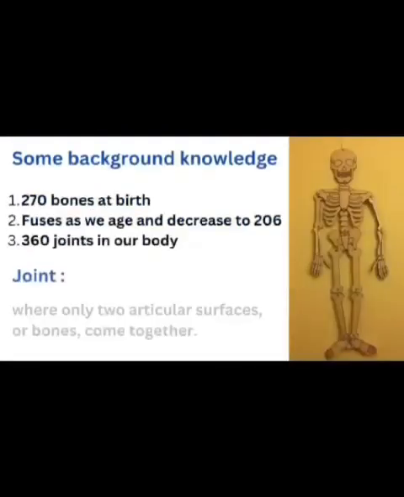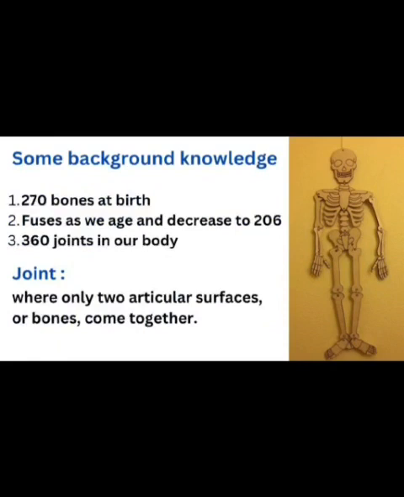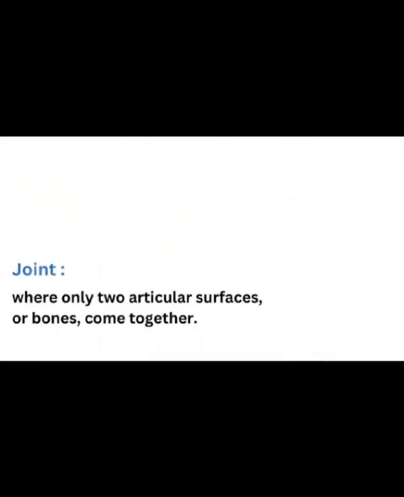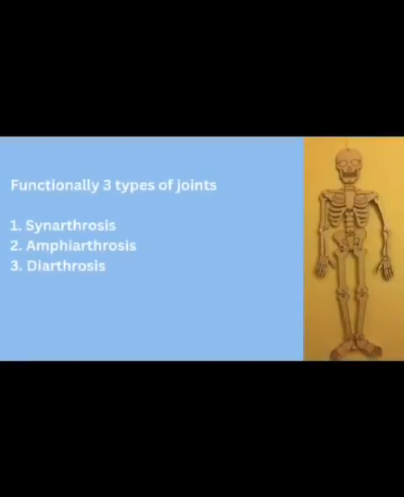We will tell you about types of joints in the body. Here is some background knowledge. There are 270 bones at birth in the human body. They fuse as we age and decrease to 206. There are 360 joints in our body. Functionally, 3 types of joints are present in our body.